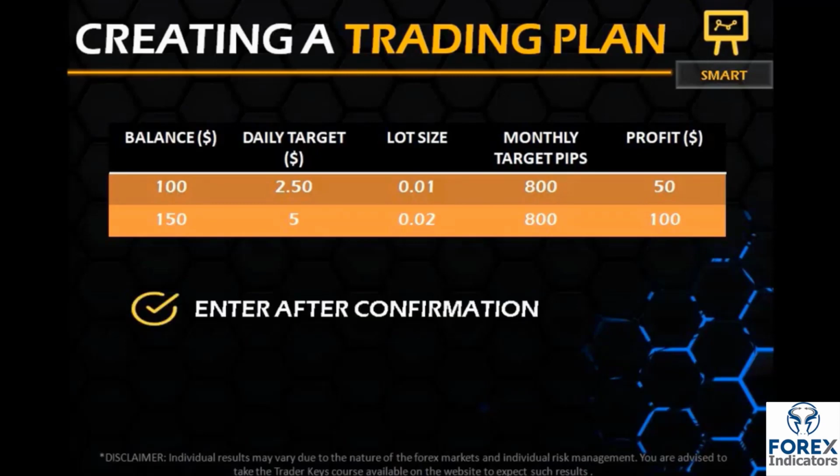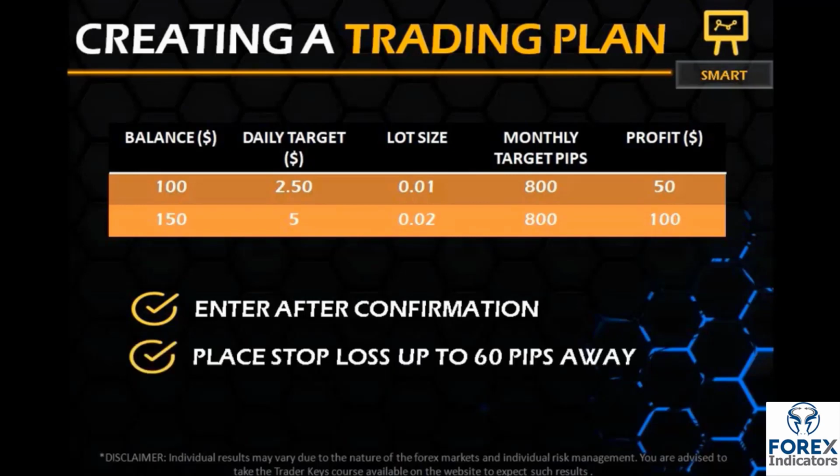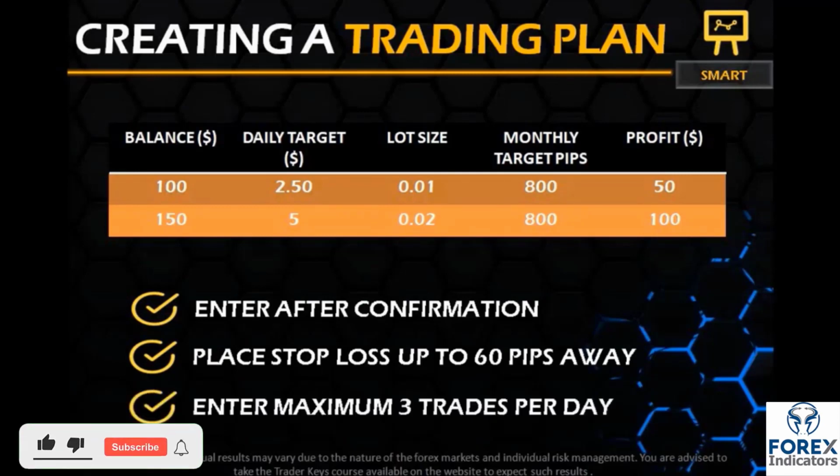So now we have our rules for this trading plan. Our rules are simple. For example, using our strategy, we enter after confirmation, and we place a stop loss up to 60 pips away. So that's it. It's that simple, guys. It's just that simple, anything that you can just remember. Enter a maximum of 3 trades per day. This is to avoid over trading.